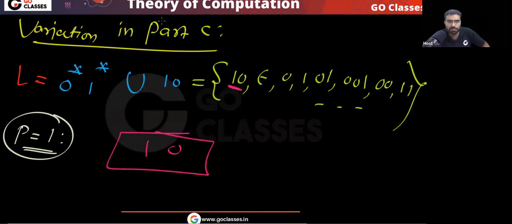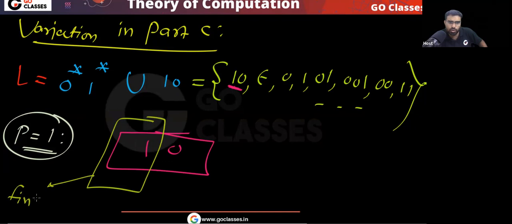If I take this string, then what y will you take? In this area, you will find y. So what y will you take? You can take y equal to 1. Okay, if I take y equal to 1, is there a problem?